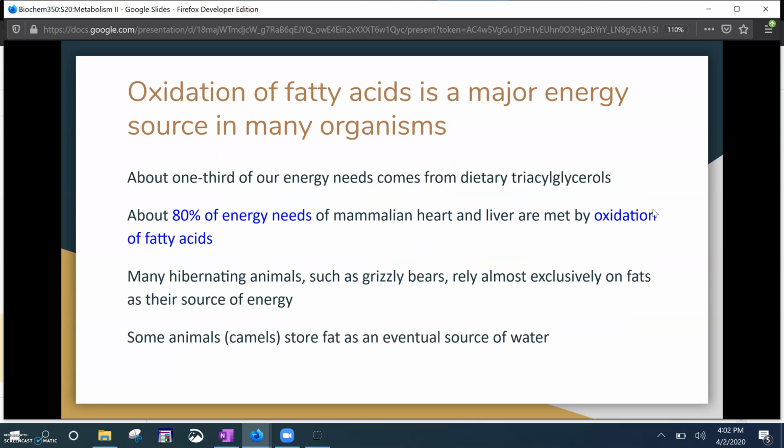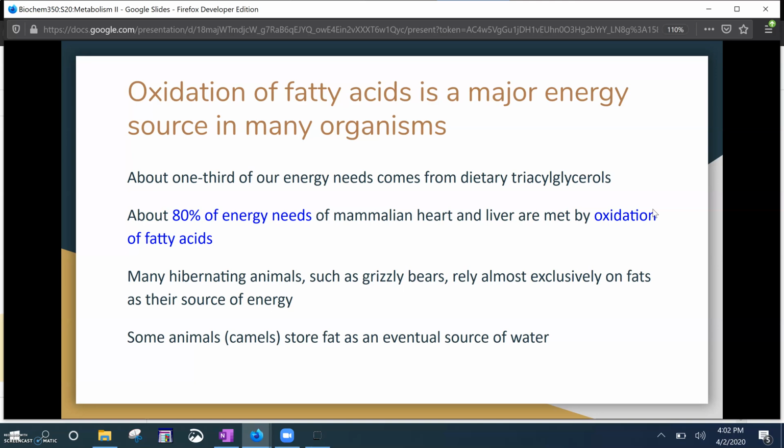So one third of our energy needs actually comes from these triacylglycerols. 80% of the energy needs of a mammalian heart are met by the oxidation of these fatty acids. Hibernating animals such as grizzly bears, or other animals that hibernate through the winter, rely almost exclusively on fats for their energy. And that's what happens over the winter: they're burning off the fat that they have stored.